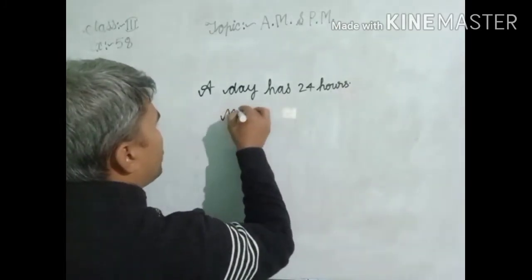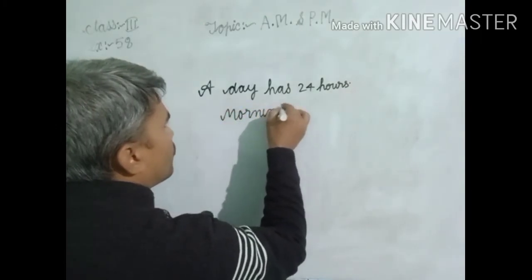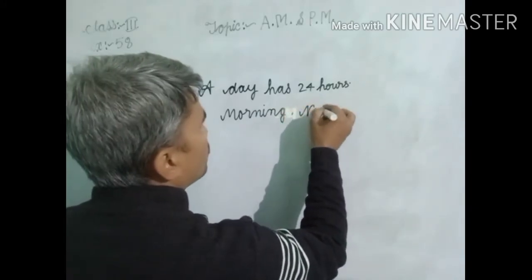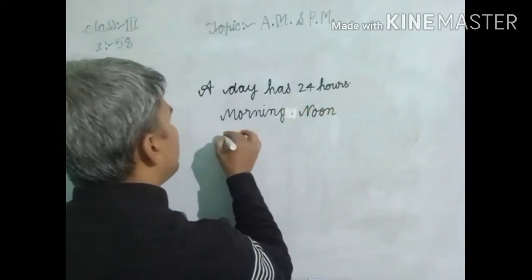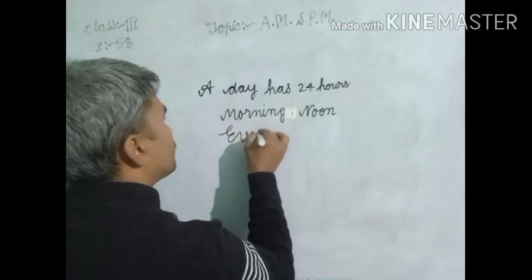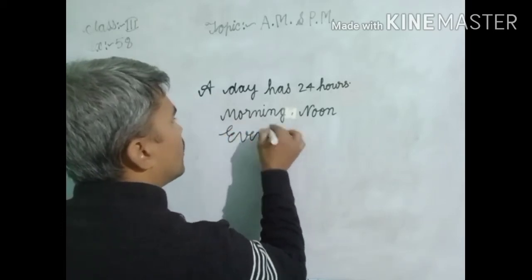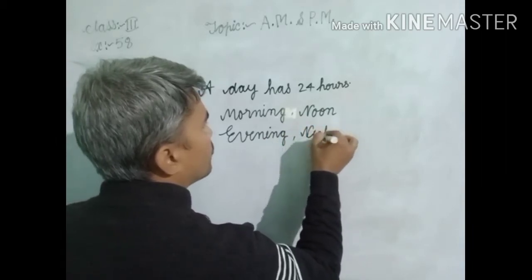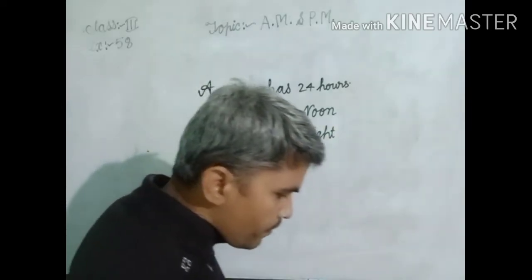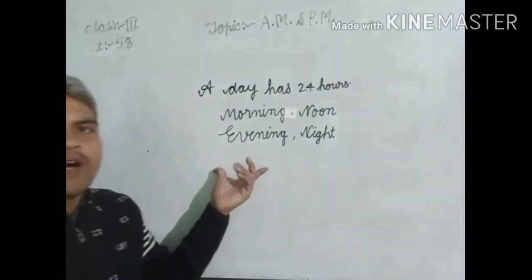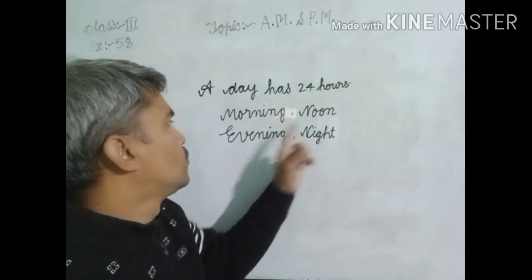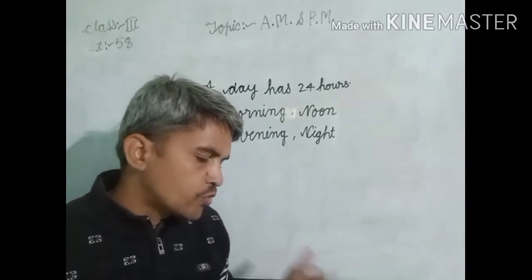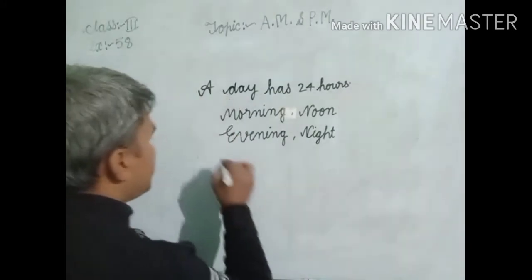First, morning. Second, noon. Third, evening. And fourth, night. Dear students, these are the parts of the day: morning, noon, evening, night. A day has 24 hours. All students know that.